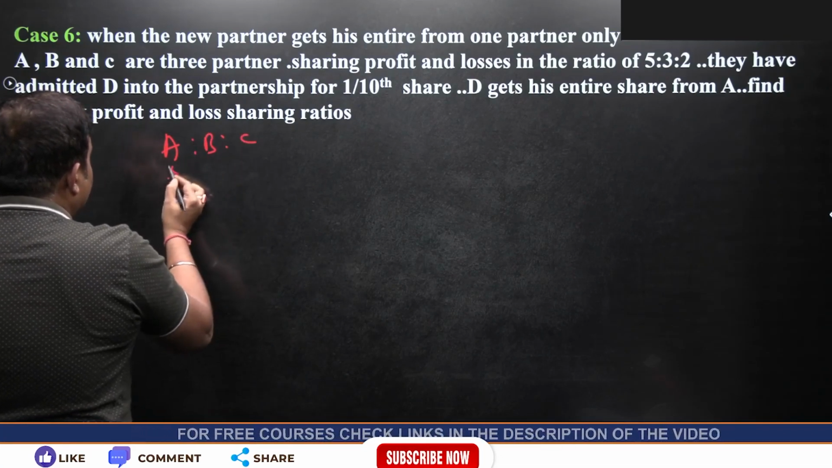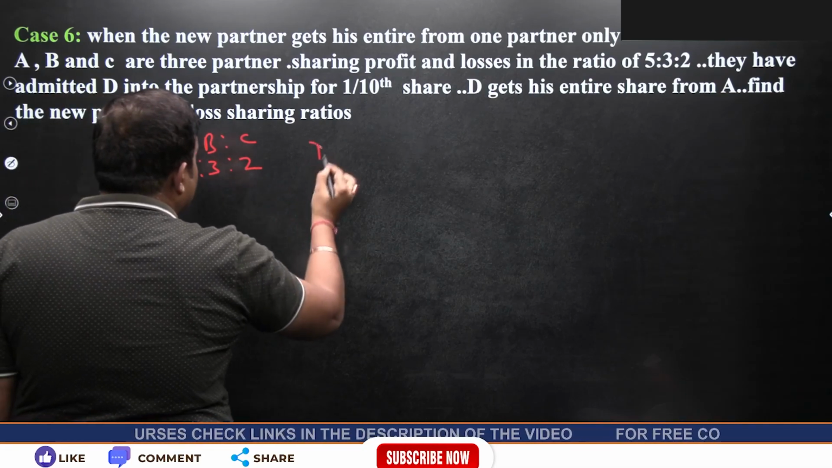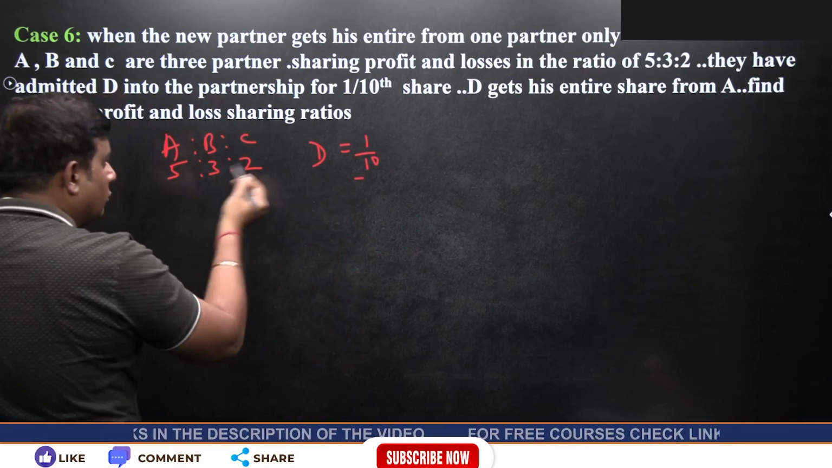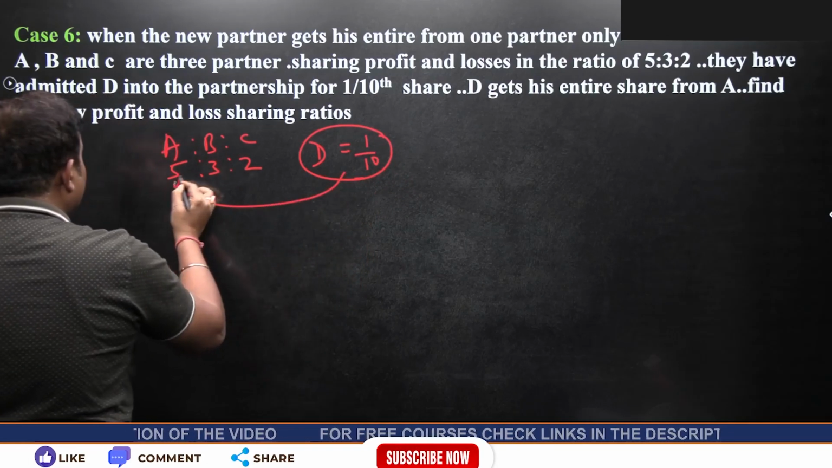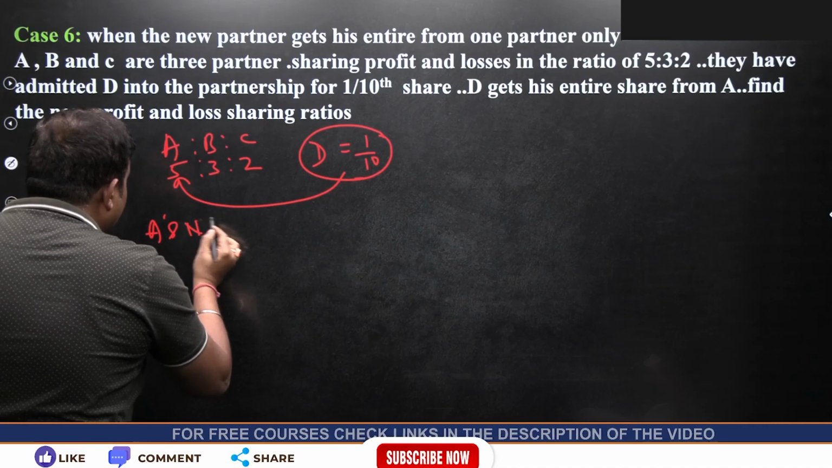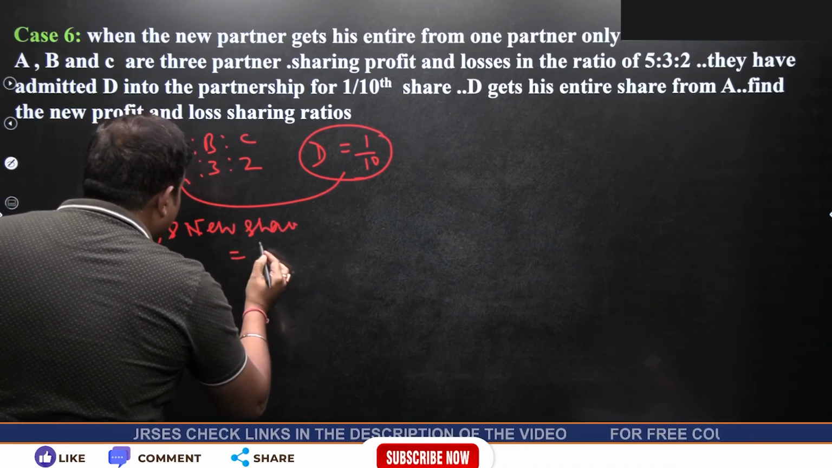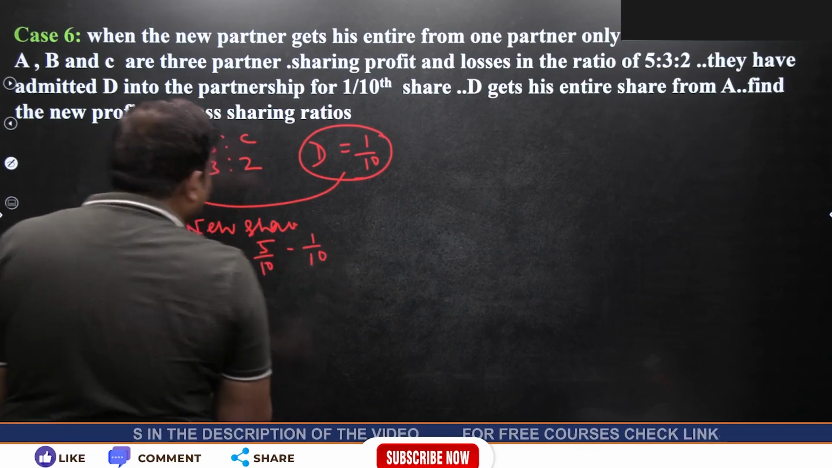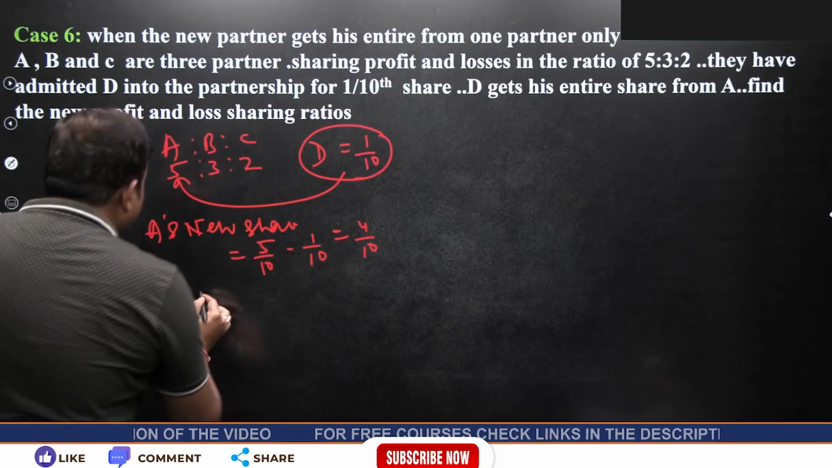A, B, C were the three partners having a share of 5:3:2. Now D is joining them for 1/10 share. And it is mentioned, and they are mutually agreed on this, that D gets entire of his share from A only. So A's new share equals, again we apply the same thing, old share minus sacrificing. So A's old share was 5 by 10 and he sacrificed here 1 by 10. So now his new share would be 4 by 10.